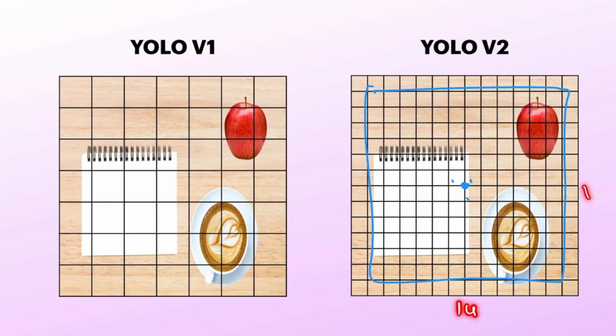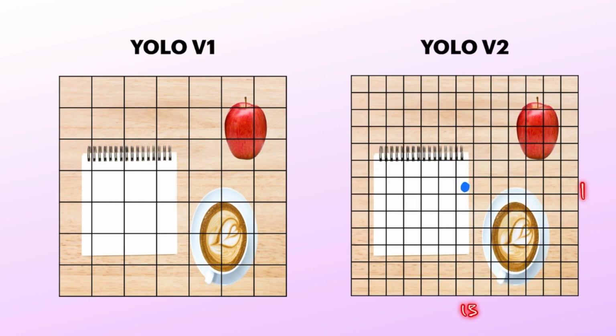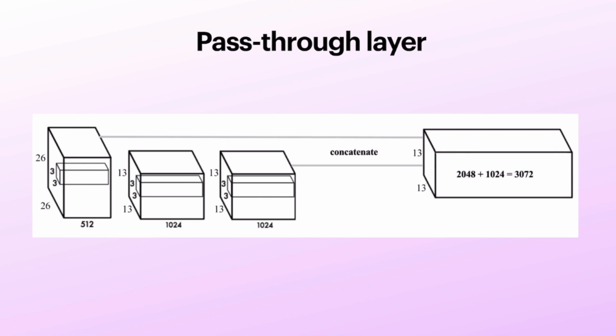From 14 by 14 here, they have reduced to 13 by 13. If you see now, this has a central grid location, one grid location. So finally, in YOLO-V1 we are using 7 by 7 and this has been increased to 13 by 13 in YOLO-V2, which is much finer resolution. And they have made another modification which is called the pass-through layer.